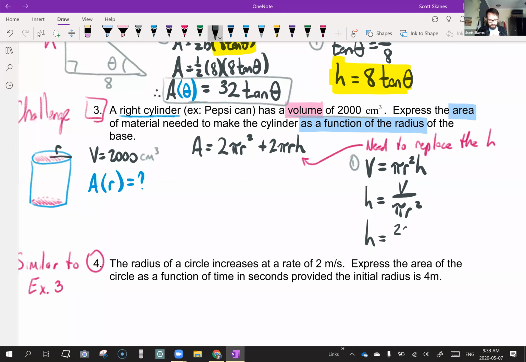This is 2000 pi r squared. Okay, so when you look back on this, it should make more sense.